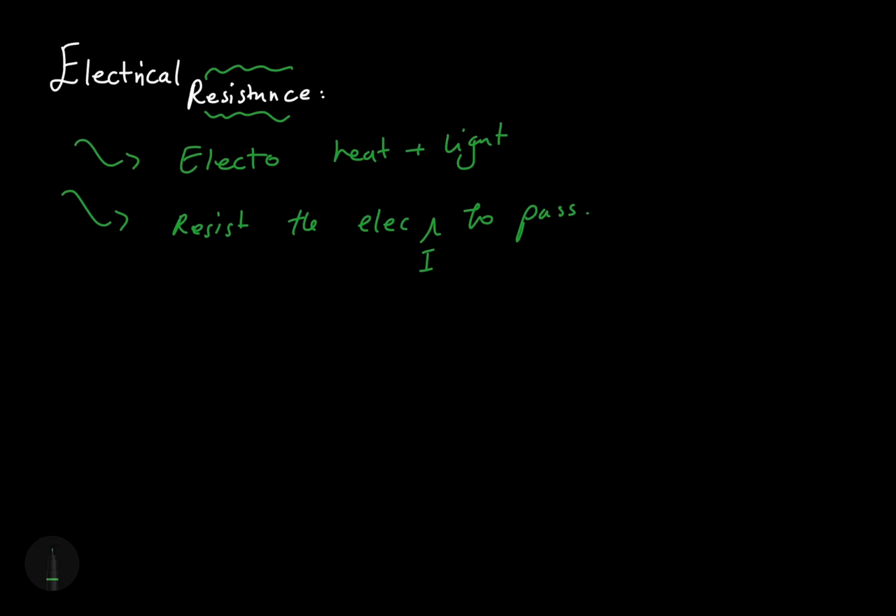Now, resistors are generally used to control the current. The current can actually become too high at times, and by using electrical resistance, we can control the circuit. So they're used to also control the current. Resistors.